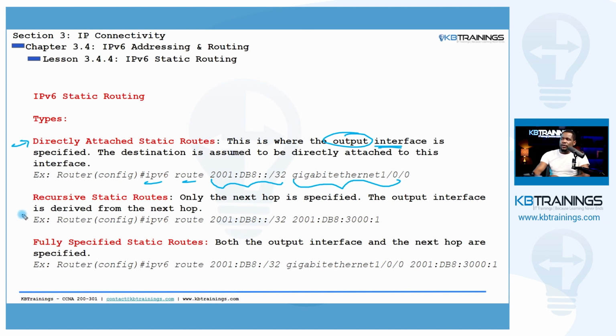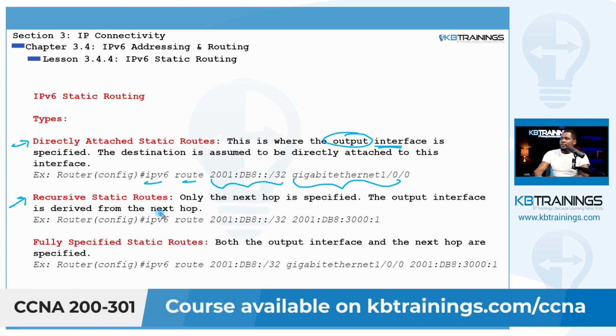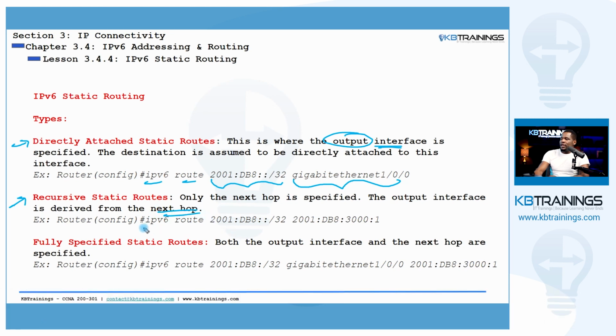We also have recursive static routes. This is when you specify the next hop. Instead of the interface, you specify the next hop, and the outgoing or the egress interface is going to be determined based on the next hop. So in this case, we have IPv6 route, we have a prefix, and then we have the next hop, and the router itself will figure out what interface to use to get to this next hop.